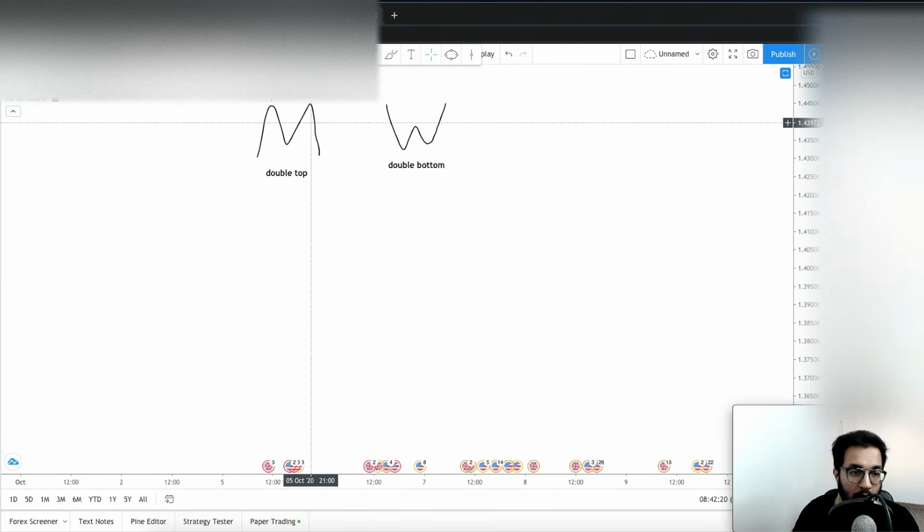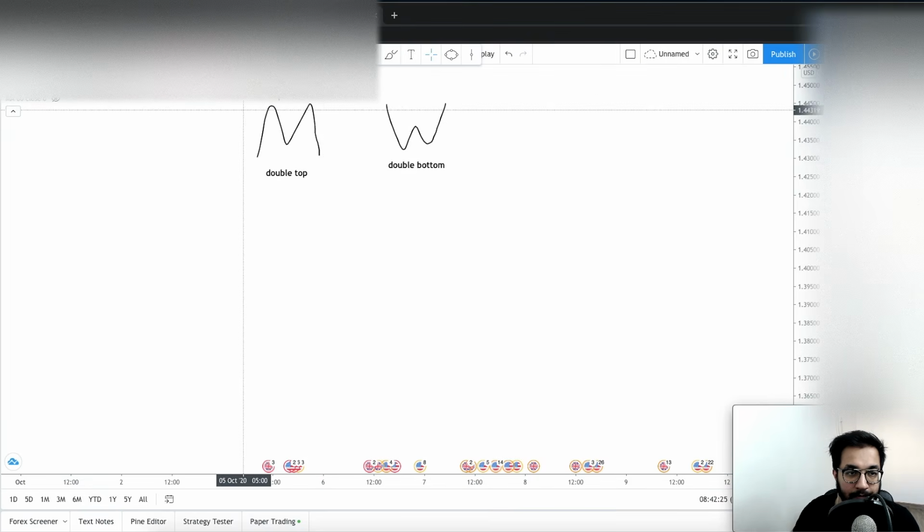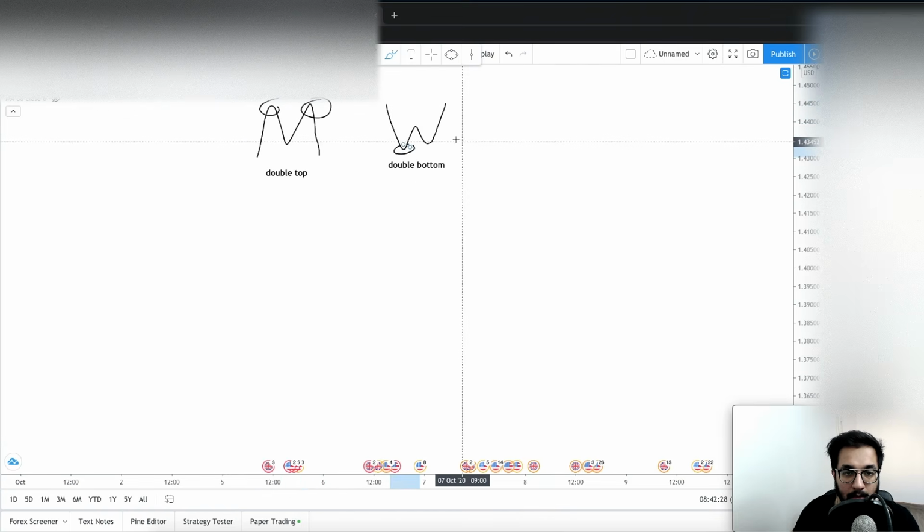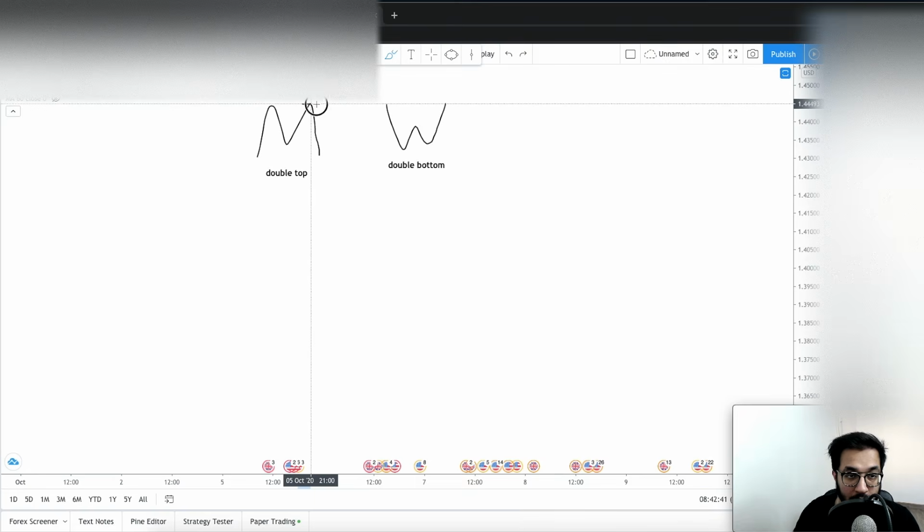Now these two are called that, why? Because this has a double top and this has a double bottom. So M and W basically, right? Now when I was taught how to trade these, my mentor, whenever he saw this, a double top, he would enter somewhere here. Okay? And that's how I was taught.